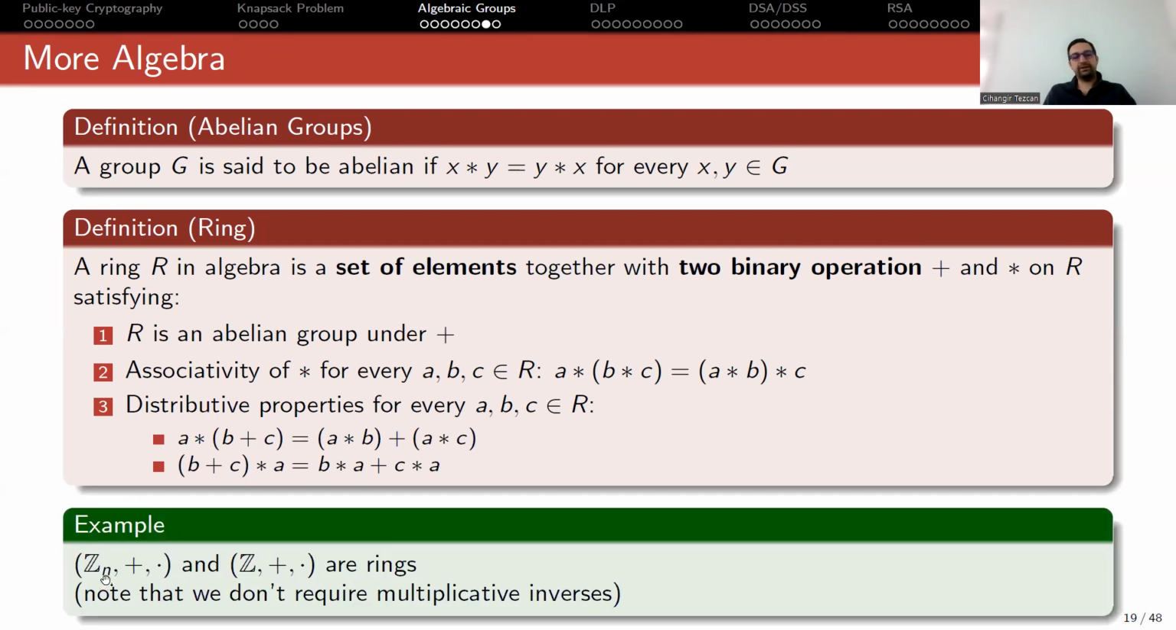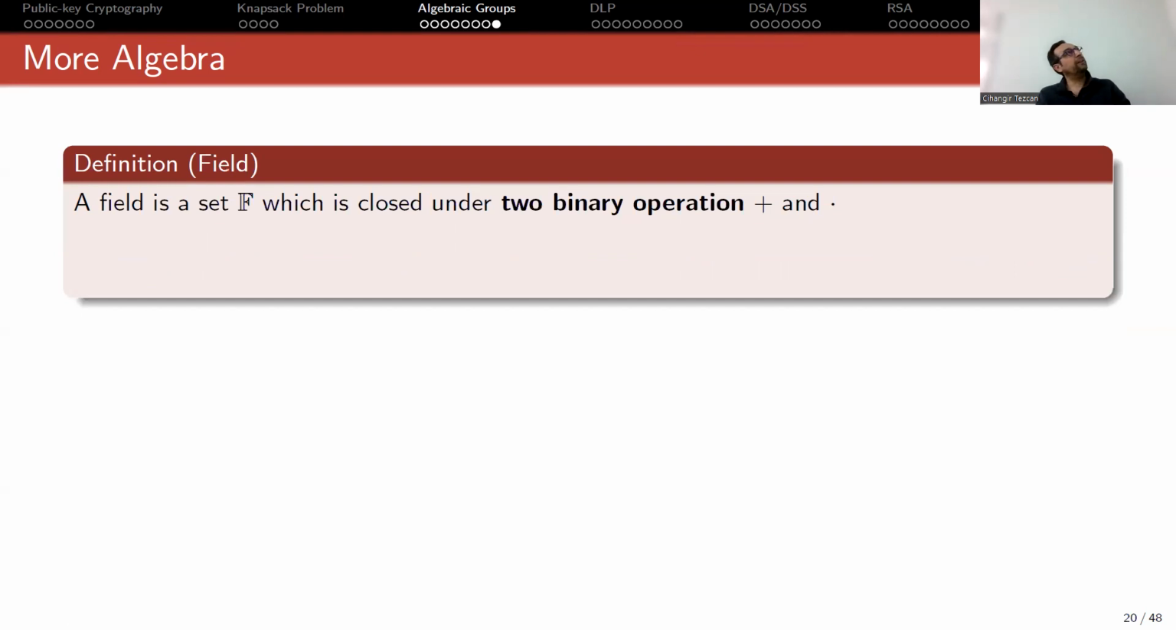Here are some examples. Zn with respect to plus and multiplication, or Z with respect to plus and multiplication are rings. But the important thing is that with respect to multiplication, don't forget that these sets don't have inverses. So they are not also groups with respect to multiplication. But as you can see, the definition does not force me to have multiplicative inverses. This is why I can tell them these are rings. Okay, but they will not be fields. This is what I'm going to talk about. A field is something more.